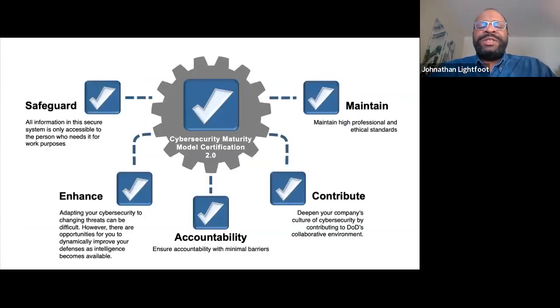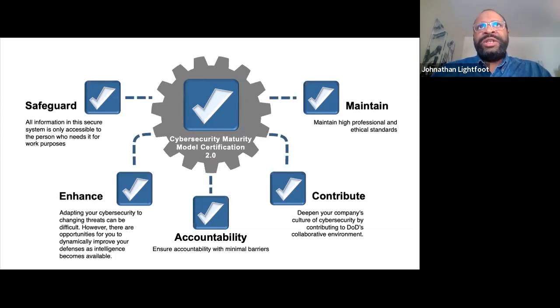All right, so CMMC Model Certification 2.0. It still has the same 5 basic principles. They wanted to safeguard their information to ensure that it was secure. And we're talking about CUI and FCI information, and also to make sure that only the people who needed to work with it had access to it. Also, they needed to enhance. So they wanted to be able to allow organizations to adapt their cybersecurity for the changing threats that we're seeing.